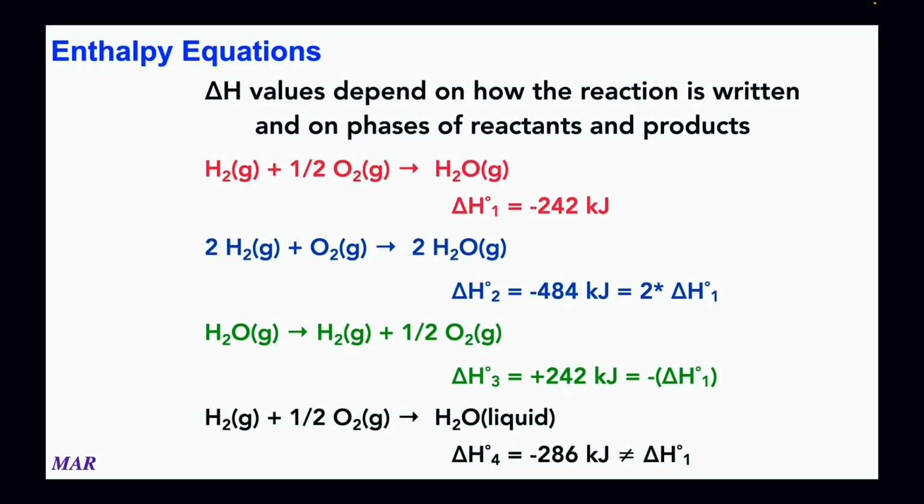Finally, all of these reactions have used gases: H2 gas, O2 gas, water gas. Maybe you want to have a good glass of water, liquid water, no problem. But your delta H value will be different. So when you make H2 and oxygen, add oxygen to it to make liquid water, your delta H has a different value than when gaseous water was made. This particular one is minus 286 kilojoules, a little bit more exothermic than when you're just making gaseous water.